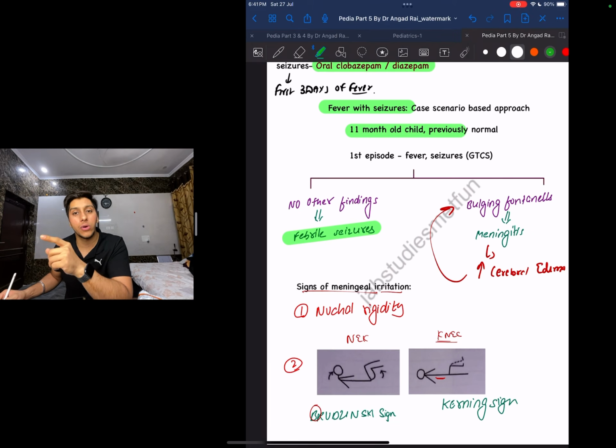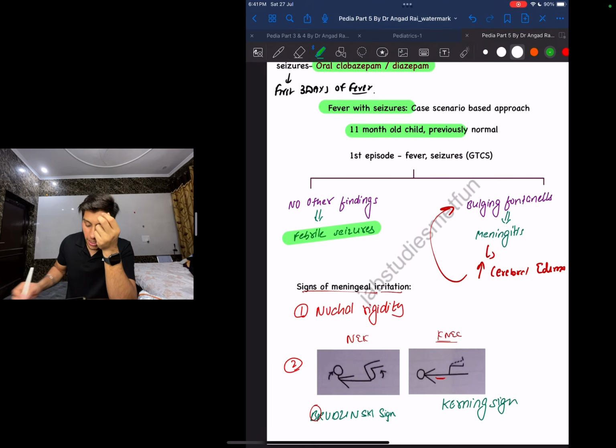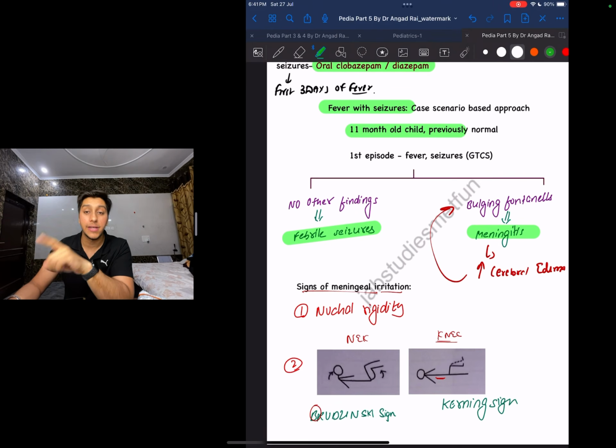But you found out that there are bulging fontanelles. Now, guys, in a child like this, if you have fever, seizures and bulging fontanelles, that is because of meningitis. Meningitis will cause cerebral edema, which will cause inflammation and thereby bulging fontanelles, right? So let's talk about meningitis, everyone.